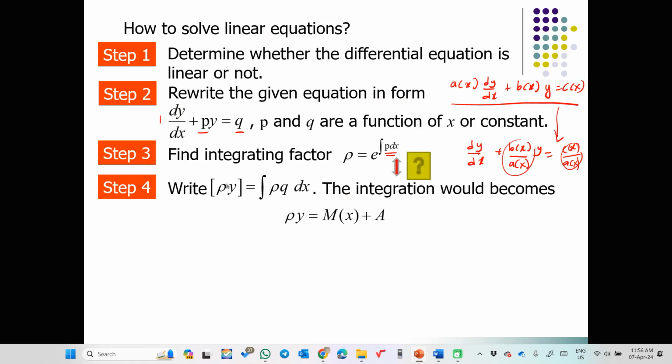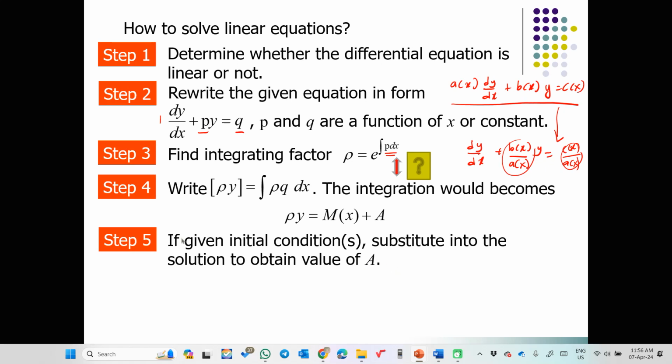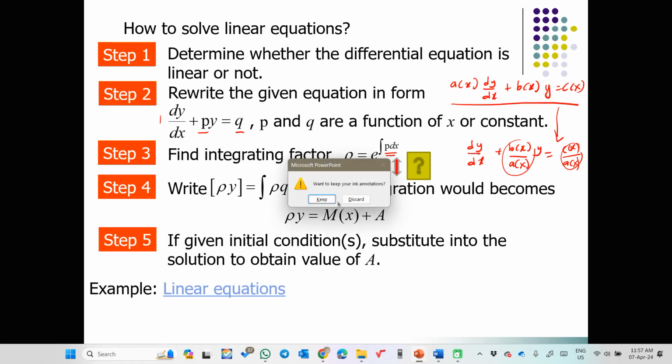Just memorize that we have the integrating factor, so we can write the solution, because we want to solve this differential equation: rho y equals the integration of rho Q dx. It is the same step as the previous type of differential equation. If we have the initial condition, we can substitute into the solution to obtain the value of the constant. We will learn the solution of linear equations in examples.